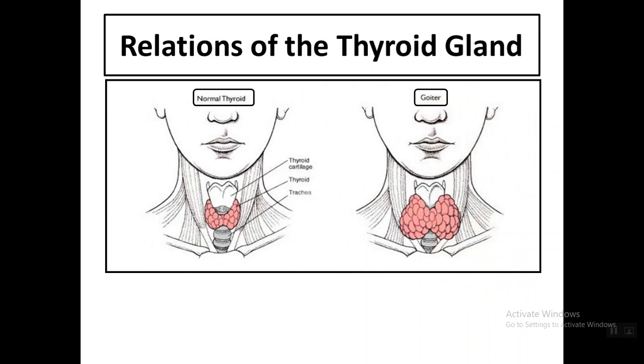We move to the topic of the relations of the thyroid gland. Why are we studying the relations of the thyroid gland? That is, what are the structures nearby the thyroid? The importance of this topic is that if we have enlargement of the thyroid gland, a condition we call goiter, an abnormal enlargement, it will affect the nearby structures. Therefore, it is important to know the relations of the thyroid gland.